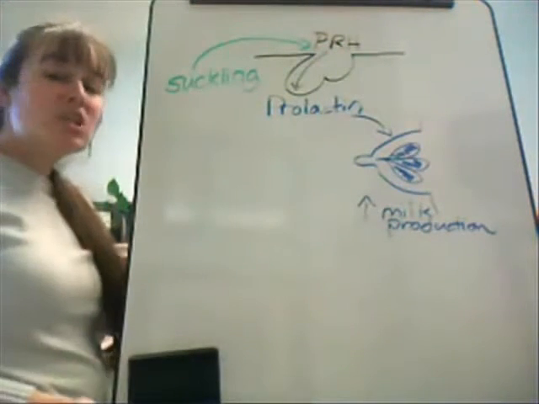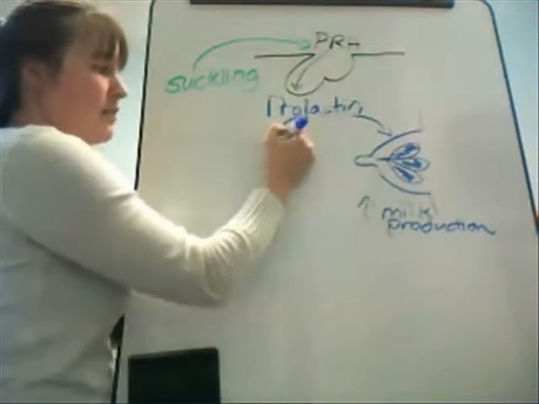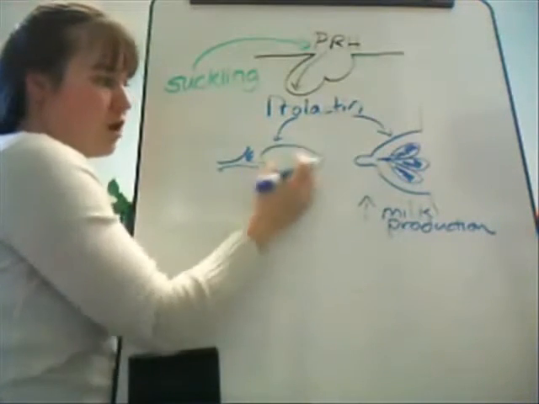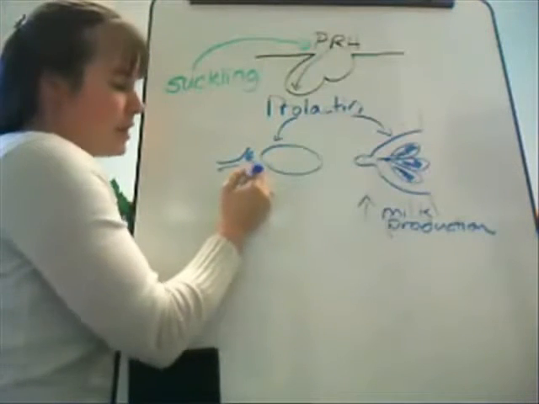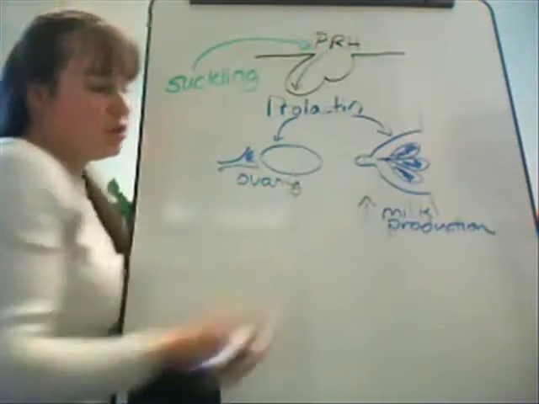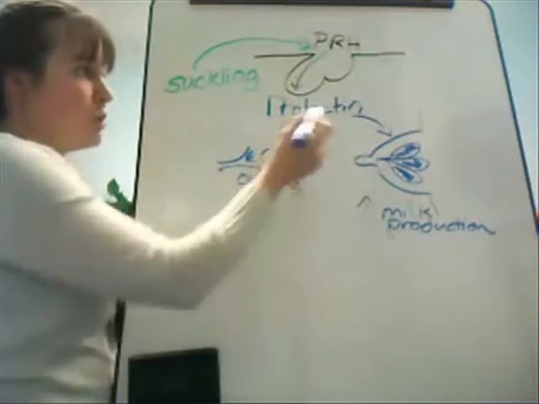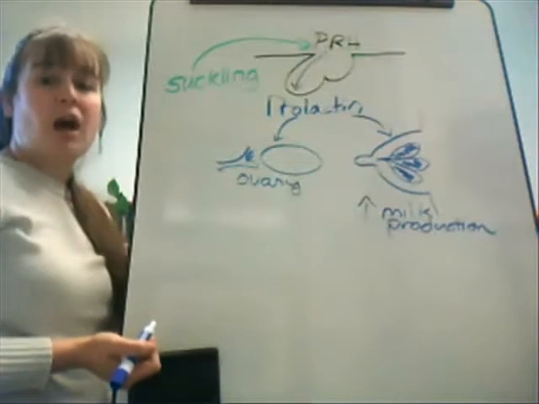Now, in addition to milk production, we also find that prolactin has an effect on the ovaries. I like to draw the ovary as this sort of ovule-shaped structure with a fallopian tube off to the side. And I'll label it for you so that you know what my picture represents. Now, when prolactin hits the ovary, it is going to begin secretion of inhibin.